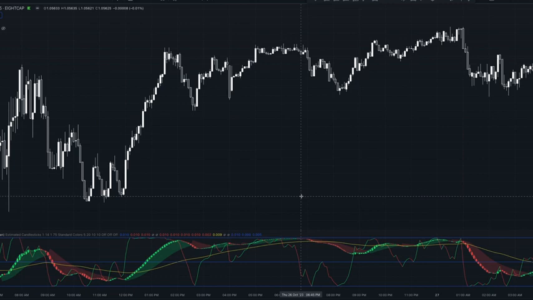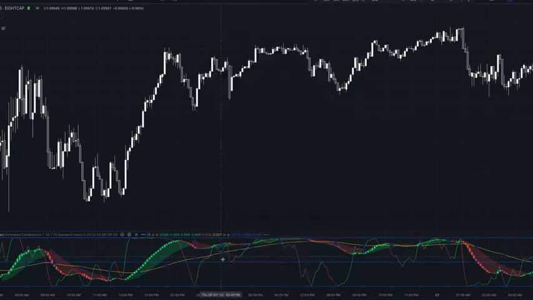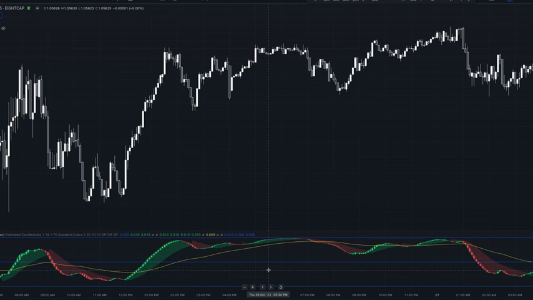Now, to better illustrate this, I'm going to turn off the signal line just to make it a little bit less confusing to look at. So I'm going to uncheck the signal line box, and then this squiggly line here will go away. And now we're just left with the delta candles as well as the confirmation line. The confirmation line is just a moving average of the delta candles.